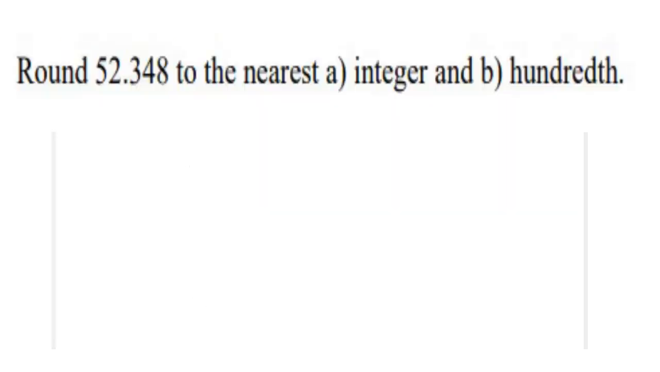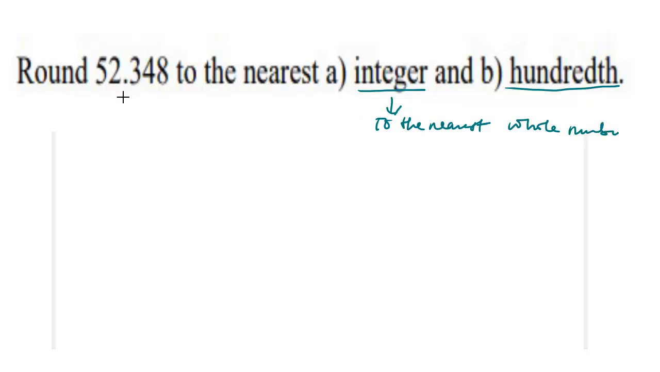So look at this question now. This question says round 52.348 to the nearest integer and b to the nearest 100th. So the first thing is we are rounding it up to the nearest integer. To the nearest integer basically means to the nearest whole number, right? To the nearest whole number. That is what it means.